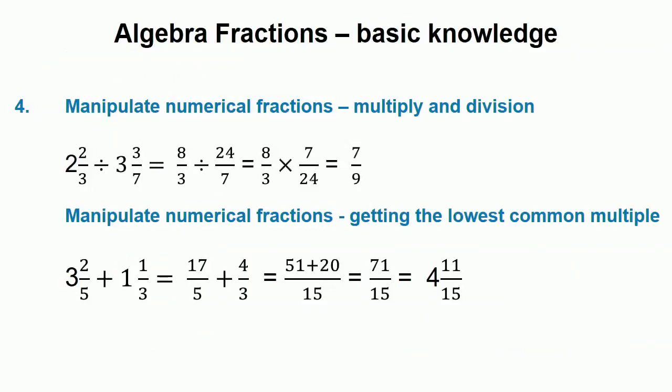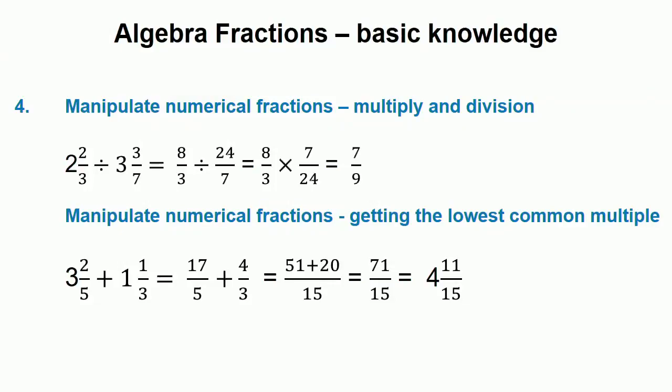Fractions: you have to be able to do normal number fractions before you can do algebra fractions. You have to know that division becomes multiplication and you invert the one after the division. 2 and 2/3: 2 times 3 is 6 plus 2 is 8 on 3. Make it an improper fraction. 3 and 3/7: 3 times 7 is 21 plus the 3, 24 on 7. The division becomes multiplication and the 24 on 7 becomes 7 on 24.